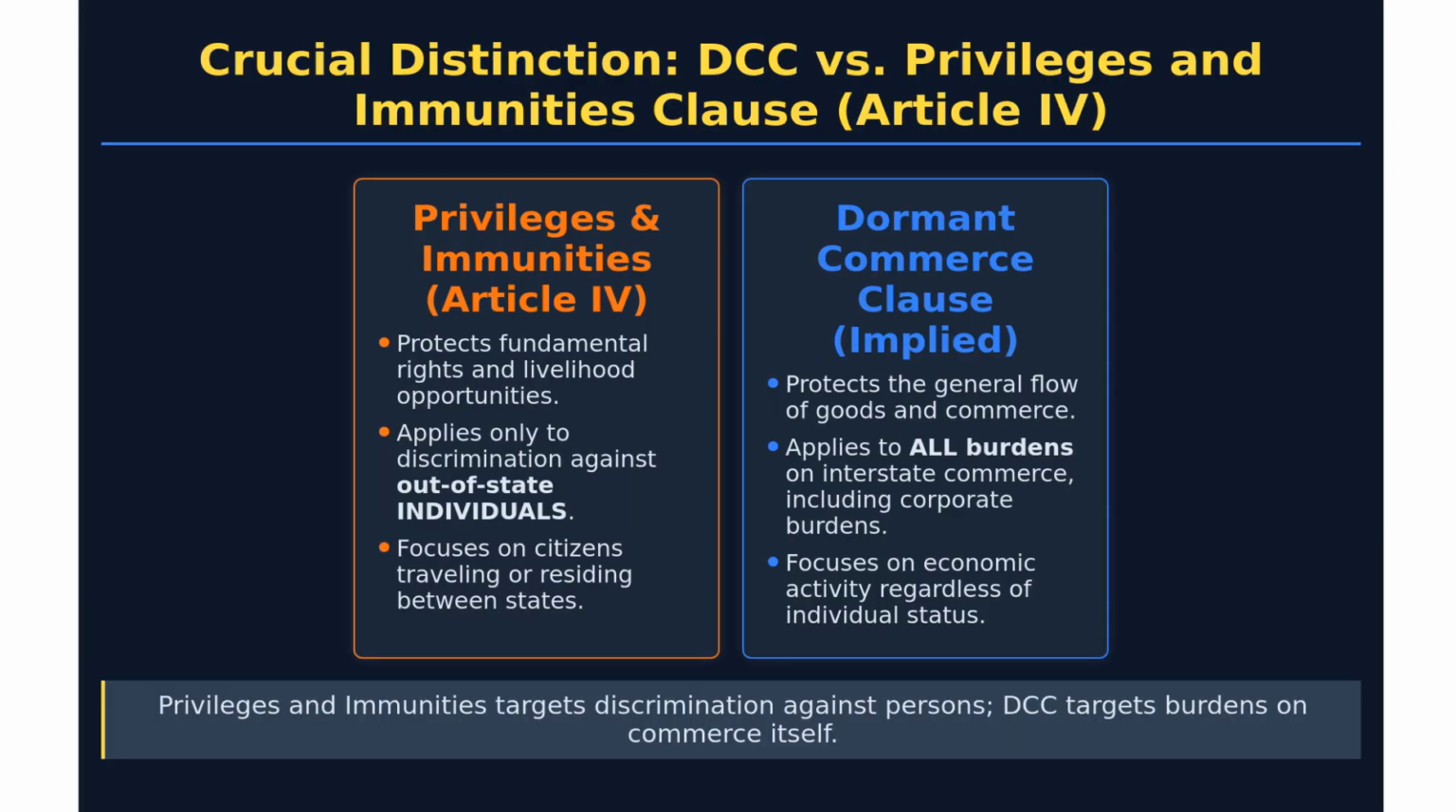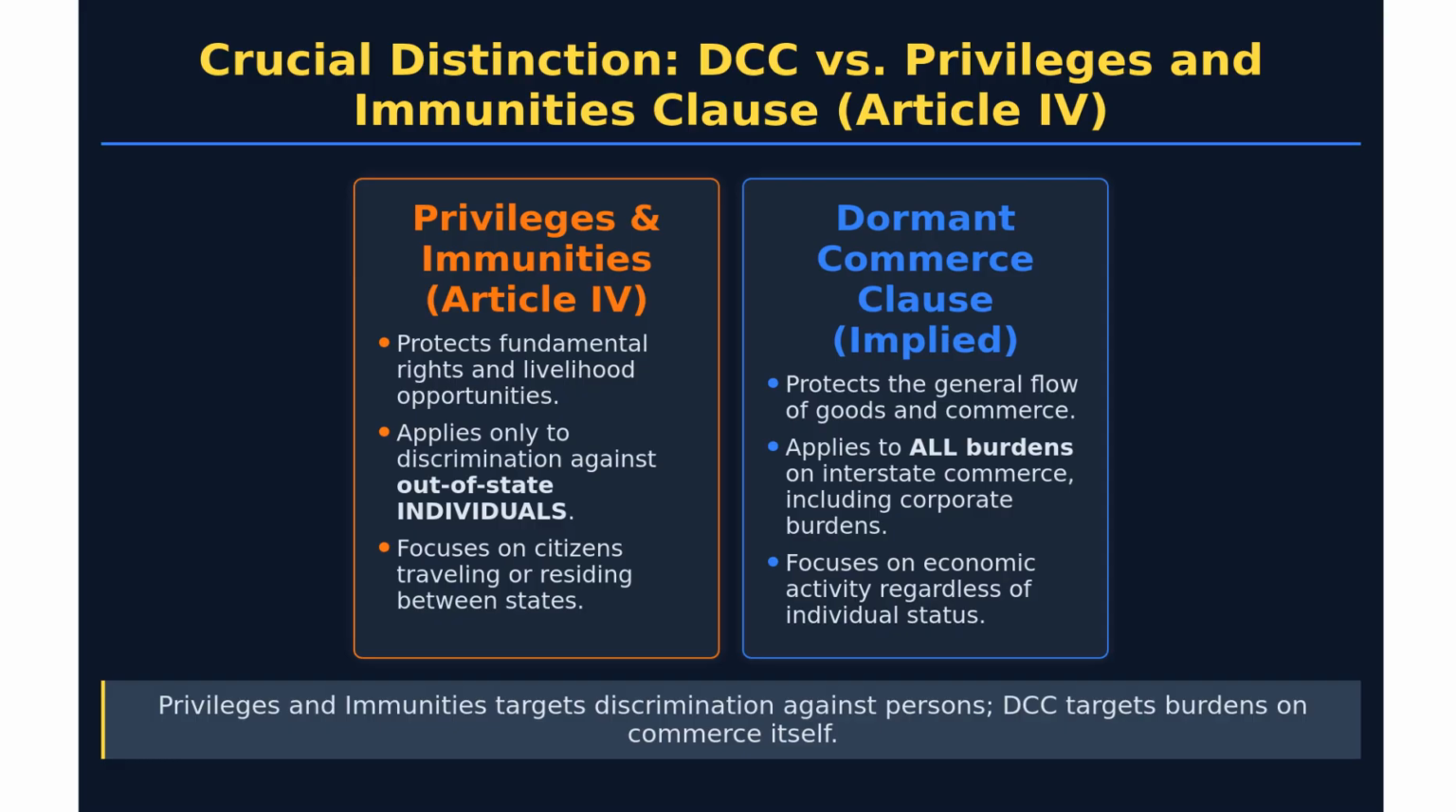We have just concluded our review of the third major trap, extraterritoriality. Now, as we wrap up the core analytical traps, we must address a common point of confusion, distinguishing the Dormant Commerce Clause from the Privileges and Immunities Clause found in Article 4. While both clauses restrict state protectionism, they protect different things.